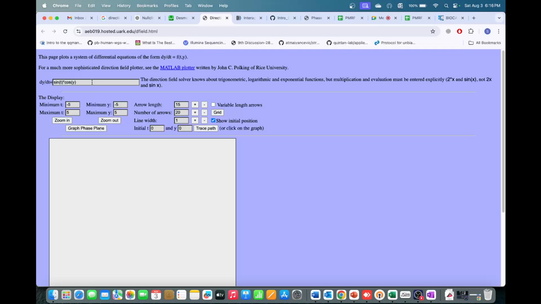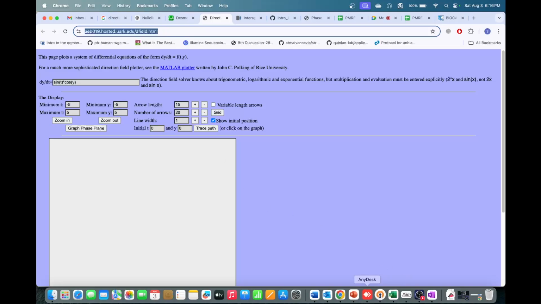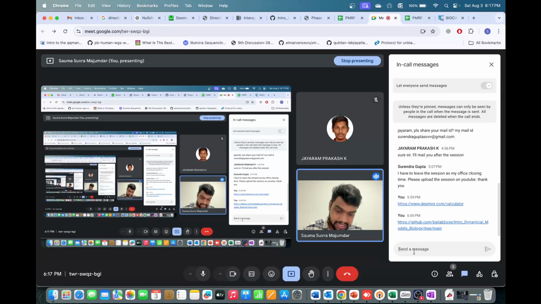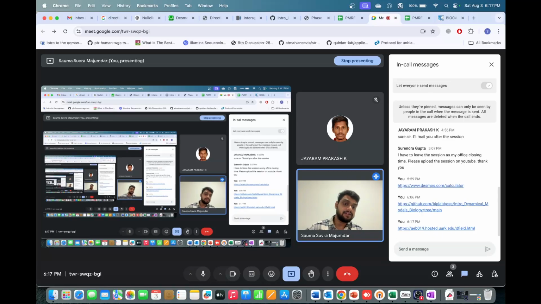So for example, this is another plotter where you can put in the equation here. It will show you the phase plane as well. I'll put this in the chat box as well if you want to use it. These plotters you can use while you are studying or practicing different things.